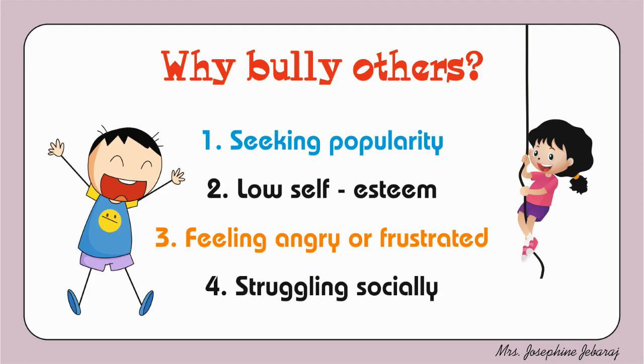Number 1, wanting to dominate others and improve their social status, that is seeking popularity. Number 2, some having low self-esteem, difficulties with health and schoolwork, bully others just to hide these. Number 3, feeling angry or frustrated and unable to balance their feeling, they bully others. Number 4, struggling socially or having peer pressure.